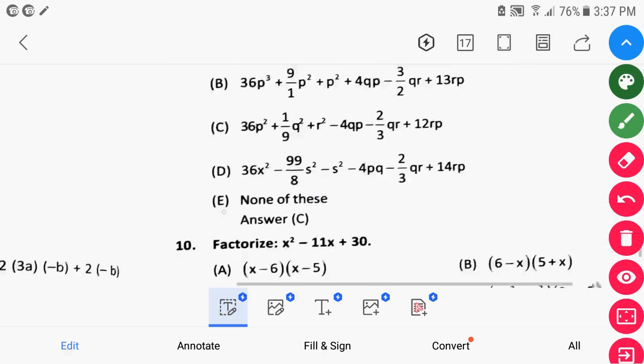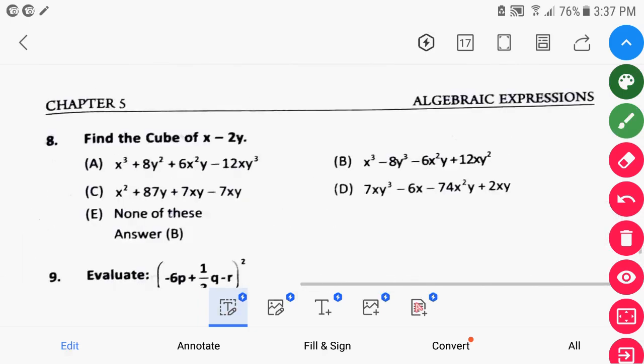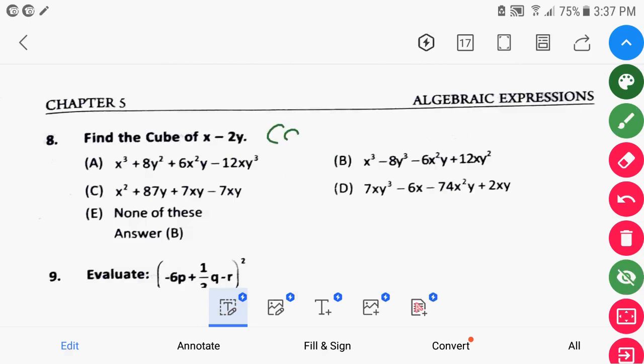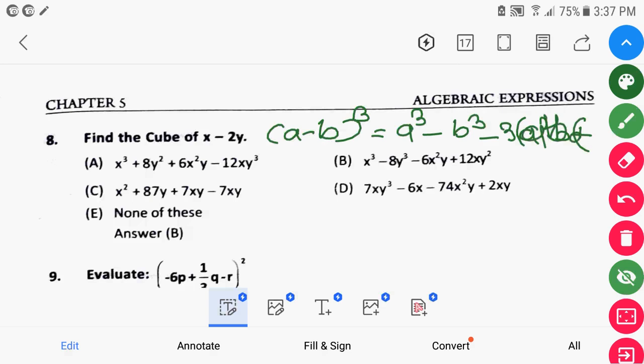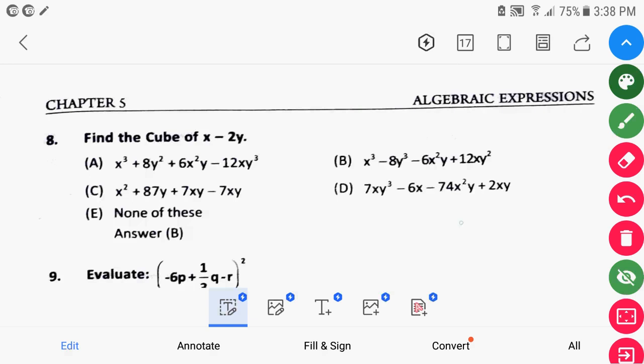Now find the cube of this x minus 2y. Again you have to use the formula of (a minus b) cube. So (a minus b) cube is equal to a cube minus b cube minus 3a square b plus 3ab square, or minus 3ab into the bracket (a minus b). So like this you can find the answer as answer B here.